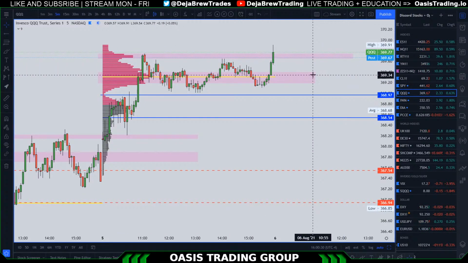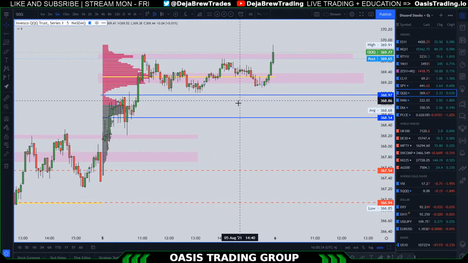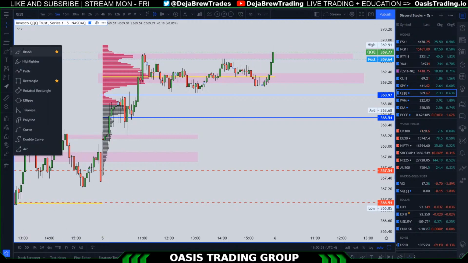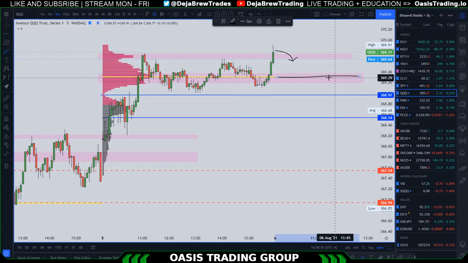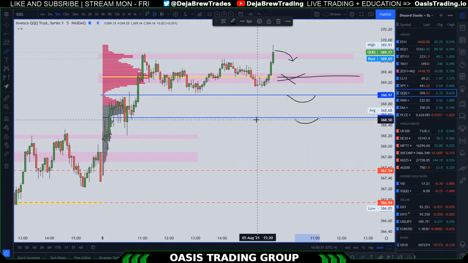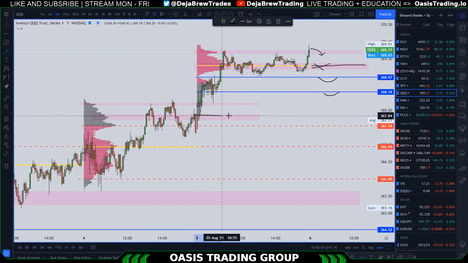We have the POC node, so that's obviously going to act as support moving forward. We have these volume gaps down here. So if we re-break this node, look for immediate support here. If you don't find support there, then right around this volume gap around 369, and then 368.50 is another support. And then if we lose that, there's nothing really supporting you until you get down to the gap fill.